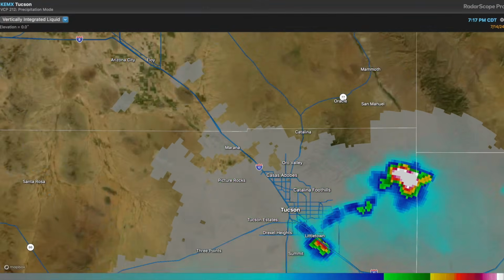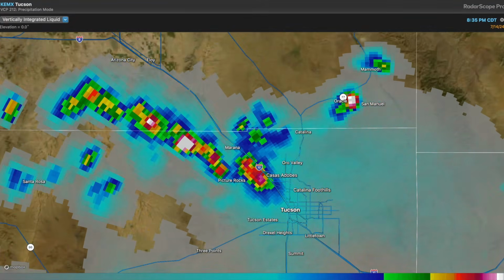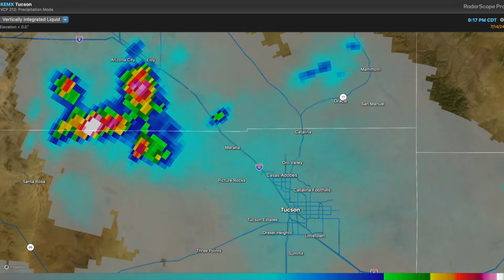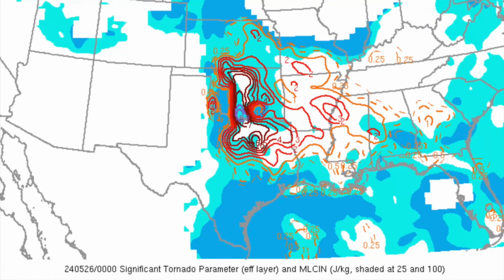These products are derived from our foundational base products, reflectivity and velocity, using known meteorological relationships. Before we get started, we must go over one important caveat when using these derived products and algorithms. Some of you may be aware of composite parameters in severe weather forecasting, such as the significant tornado parameter, or STP. STP attempts to boil down the incredibly complex set of ingredients needed for significant tornadoes into one number.